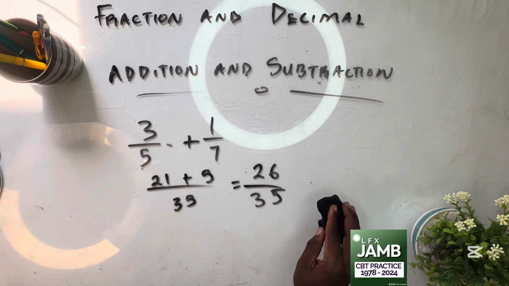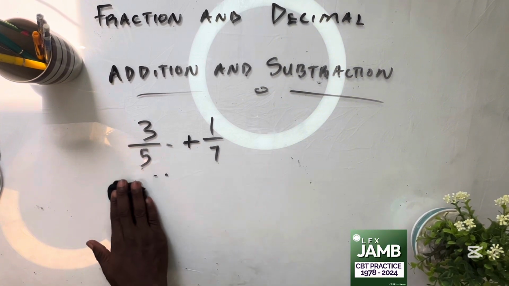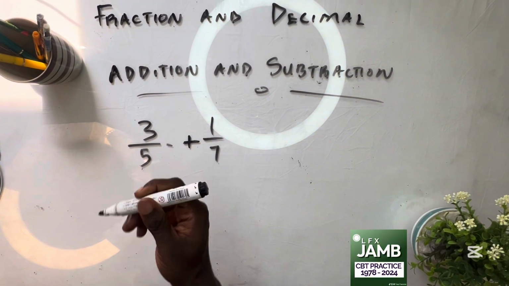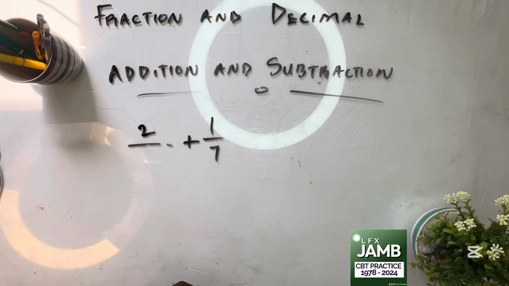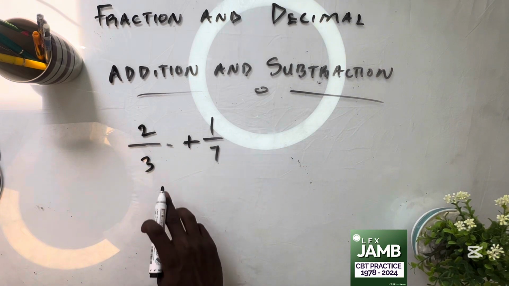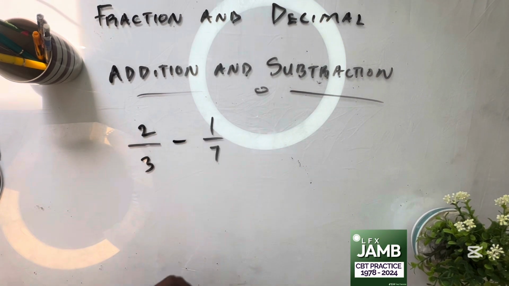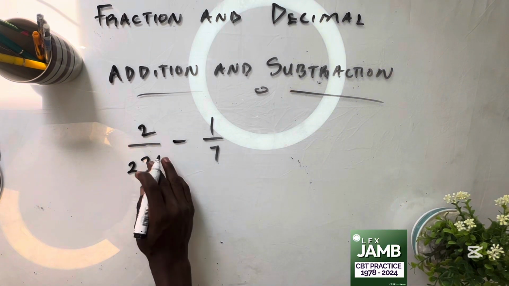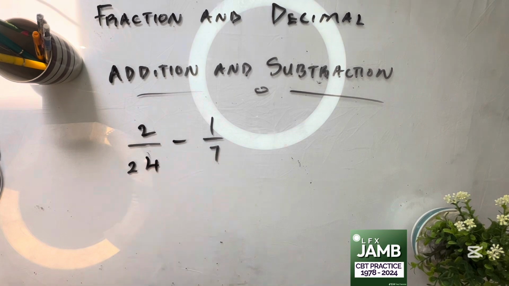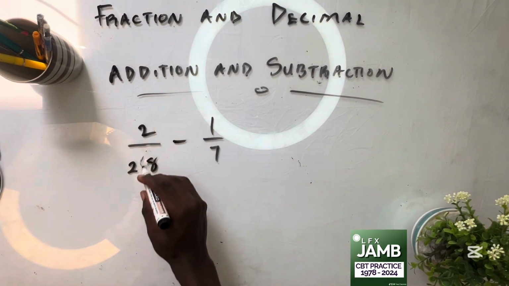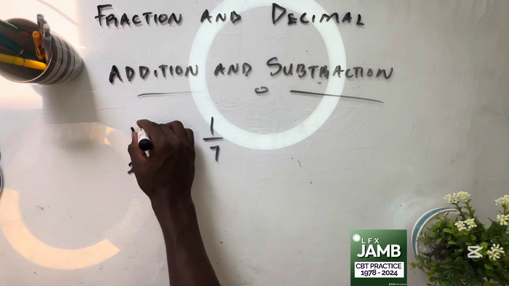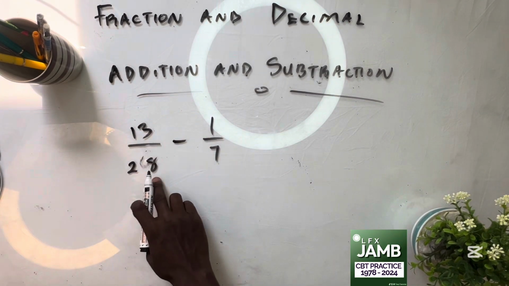Let's take another operation. Let's say subtraction. Let's say we have 2 here, and probably we have 3 here. And let's say we have 1 over 7 too. Then we are subtracting. Okay, let's give this 24. Okay, I know why. This gives us 28. And we have here 13. We have 28, then 13.